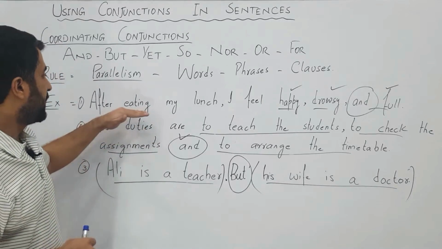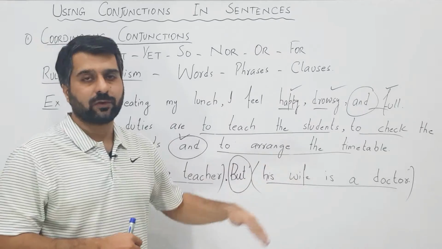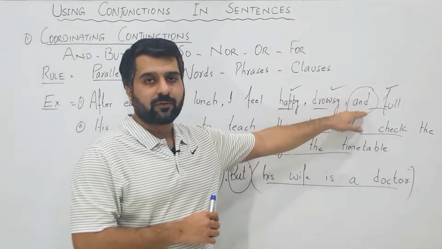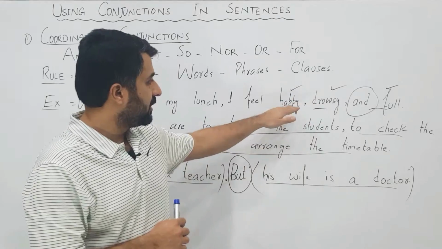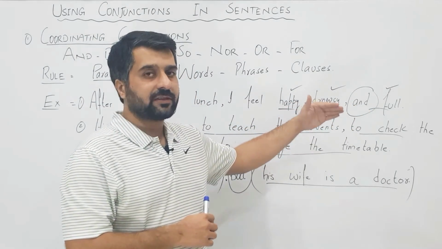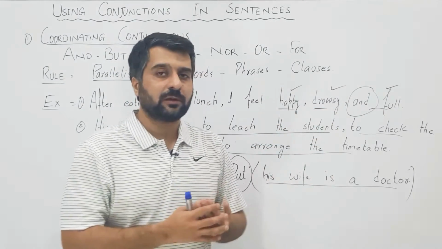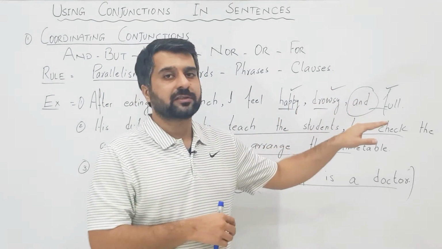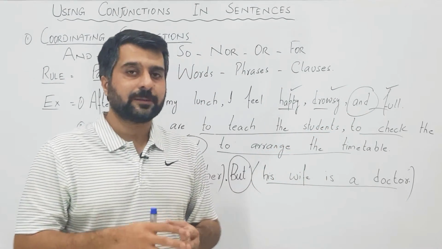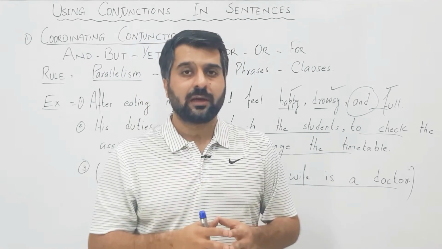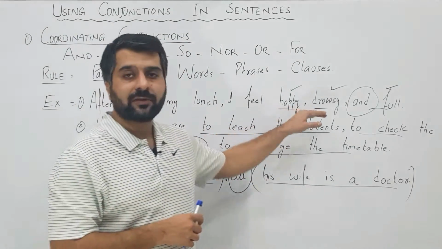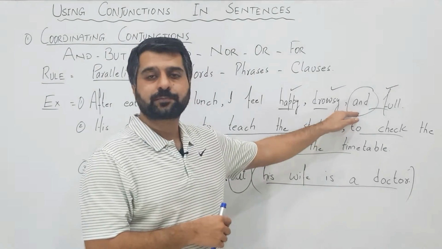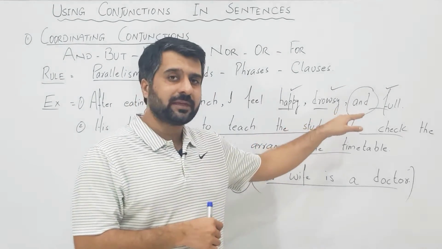The first example is, after eating my lunch, I feel happy, drowsy and full. Now in this sentence, I have connected these 3 ideas with the help of the coordinating conjunction and. You can see that these 3 words have a similar formation and they are almost representing a similar idea. So you cannot join together one word and a phrase with the help of a coordinating conjunction. You have to join words or phrases or clauses, but you have to maintain parallelism by joining similar words, similar phrases and similar clauses. So in this sentence, I have joined a series of words with the help of this coordinating conjunction. So I have maintained parallelism in this sentence.